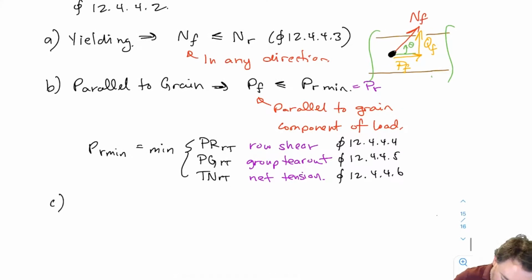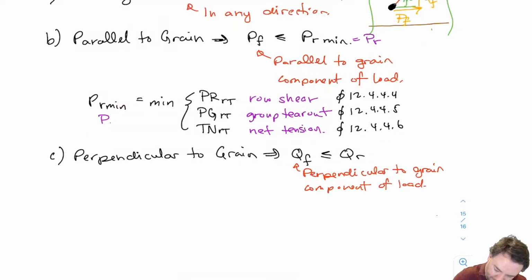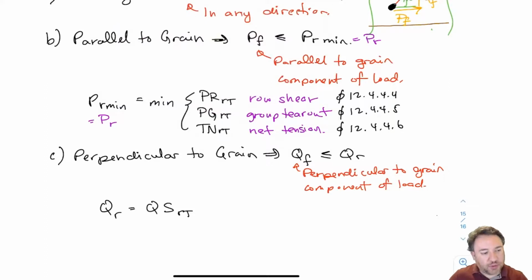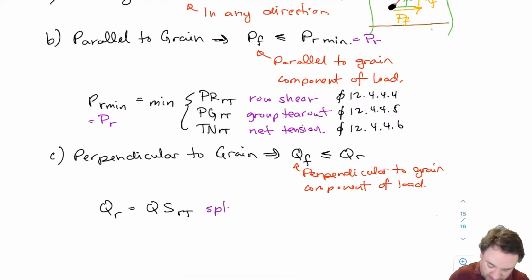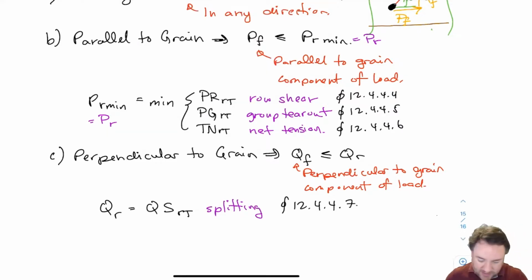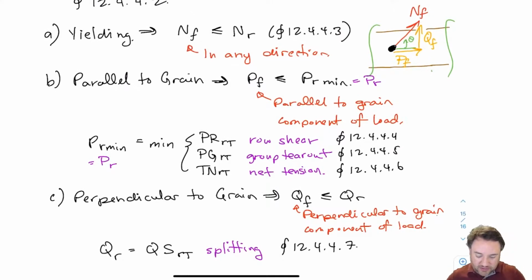Then we do the same for perpendicular to grain. In this case, there's only one perpendicular to grain failure mode, which is the splitting failure mode. So QR is just equal to QST, which happens to be the one for splitting. Okay, now those are all our failure modes, right? We had yielding, we had row shear, group tear out, net tension, and splitting.